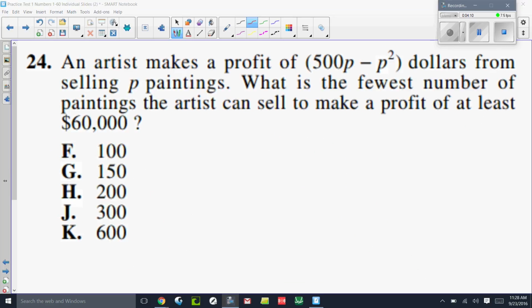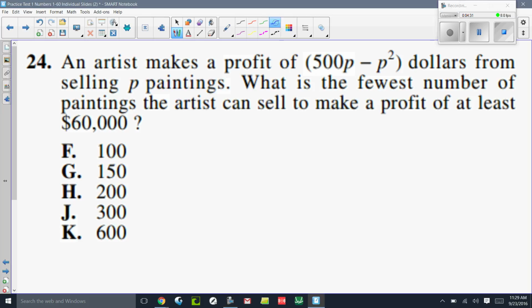The last problem I'm going to look at in this short segment is number 24. As I worked through this practice test before I signed it to this class, this was a question that probably took me more time than any other. And it wasn't until after the fact that I really took a step back and looked at what's the best way to do this. In the grand scheme of things, this is asking us to find the fewest paintings we can sell to make a profit of $60,000.